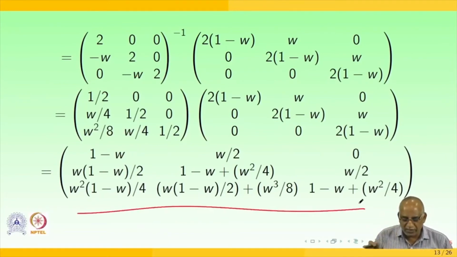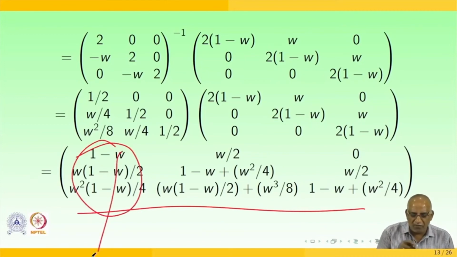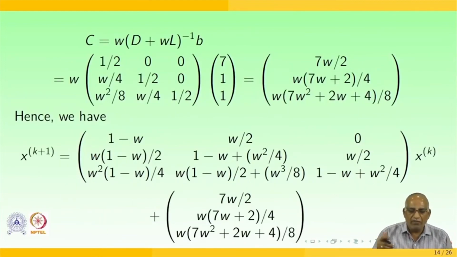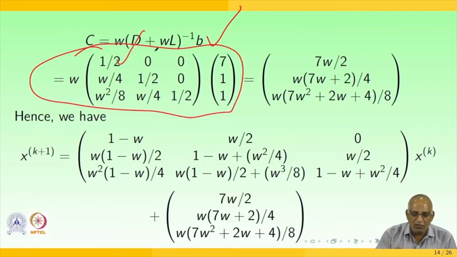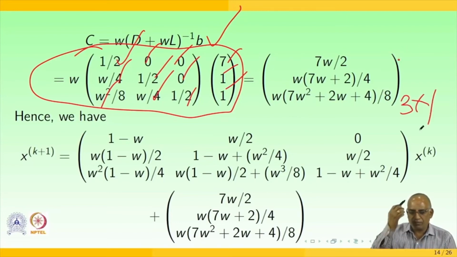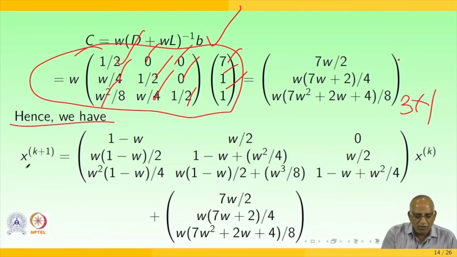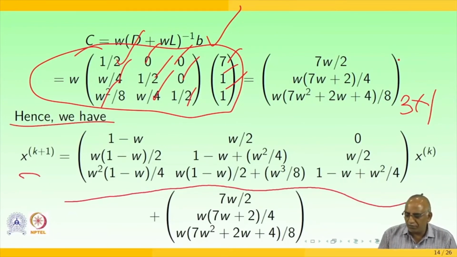Look here in all these cases, when omega is 1, this complete column will be 0. And we calculate C, that is w times of D plus wL whole inverse of b. So you get [1 by 2, 0, 0; w by 4, 1 by 2, 0; w square by 8, w by 4, 1 by 2] multiplied with [7, 1, 0]. So this will be 3 rows 1 column. Hence we will have x of k plus 1 will be of this form.